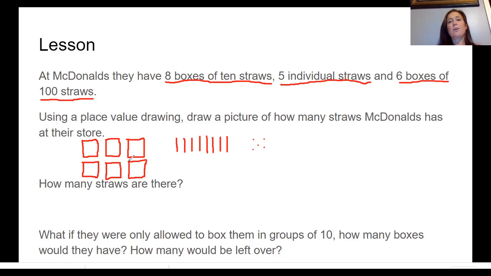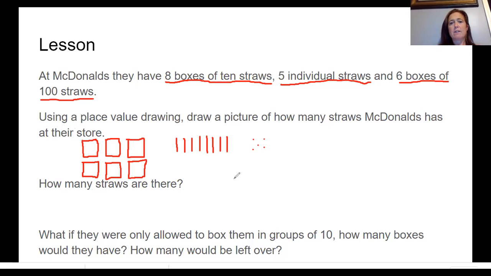All right, now you'll notice as I was doing the problem, I put them in the correct place that I would find them in the numbers. These went in the ones place, these went in the tens place, these went in the hundreds place. Okay, so this is my place value drawing. How many straws are there?